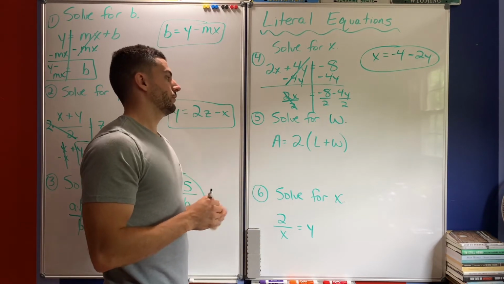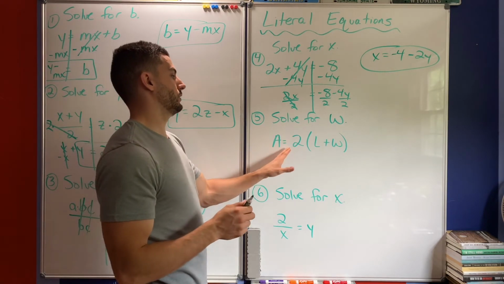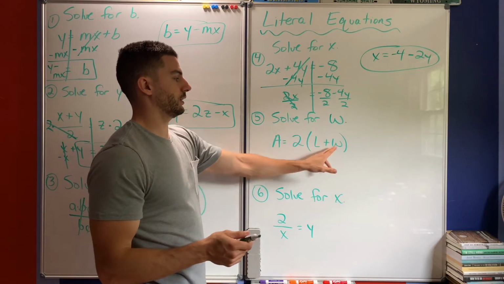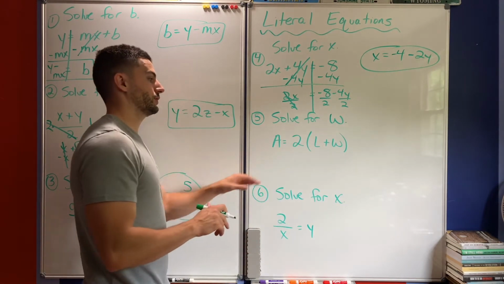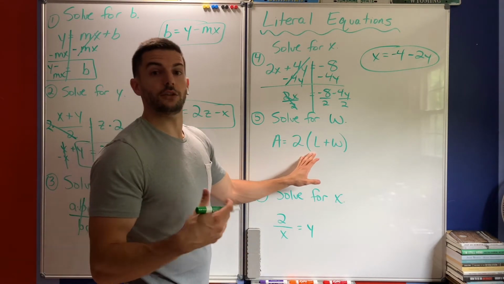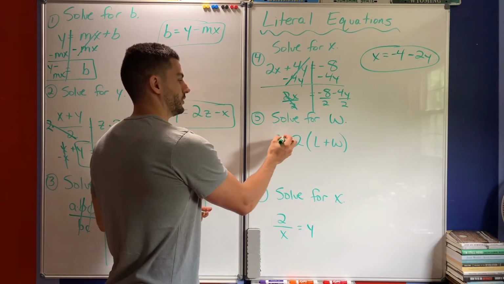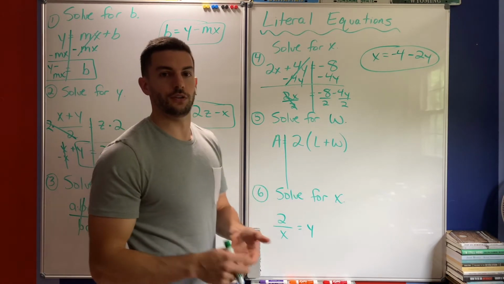Okay, 5. Solve for w. A equals 2 times the quantity L plus w. Okay, now tricky one here. Now what a lot of kids are going to want to do first here is distribute. And you can, because that's what we kind of taught you at first here, is when you see distribution, you want to do that, okay?